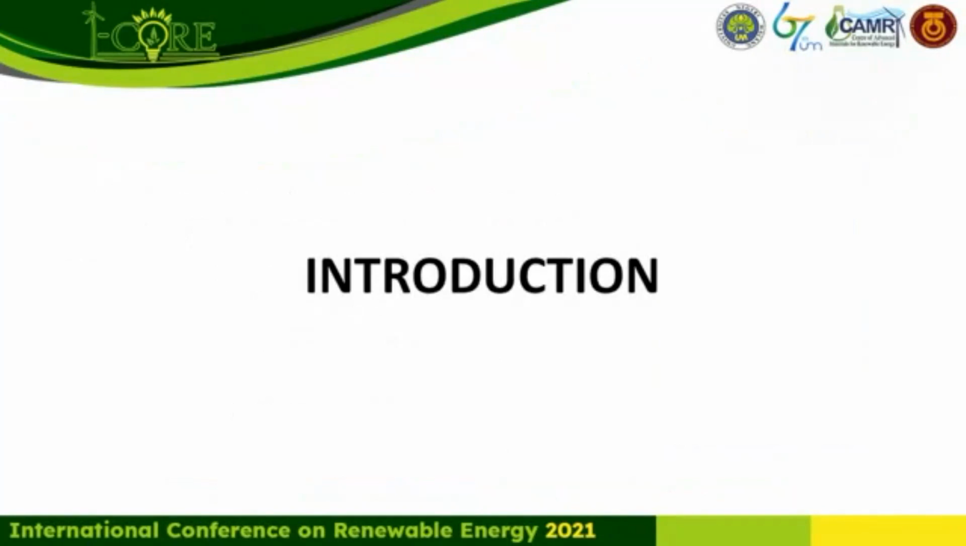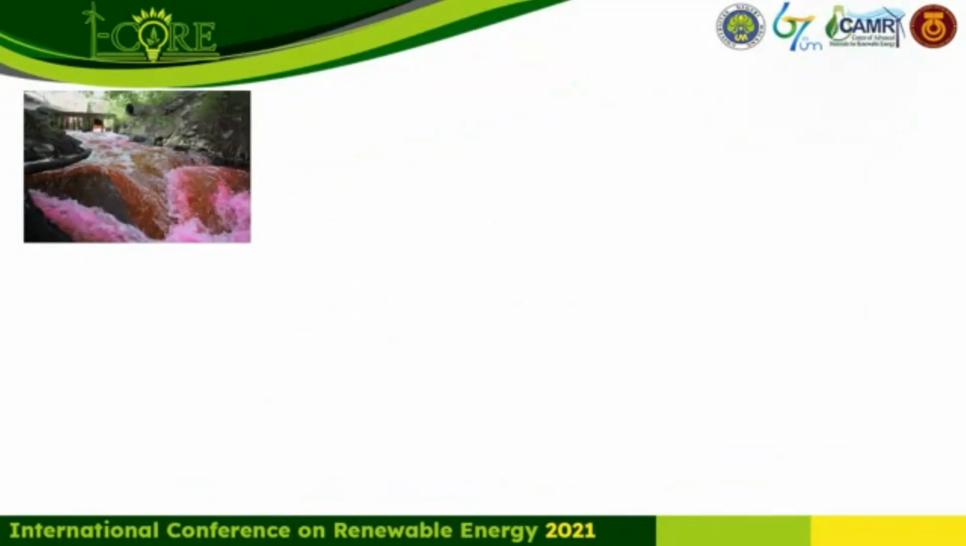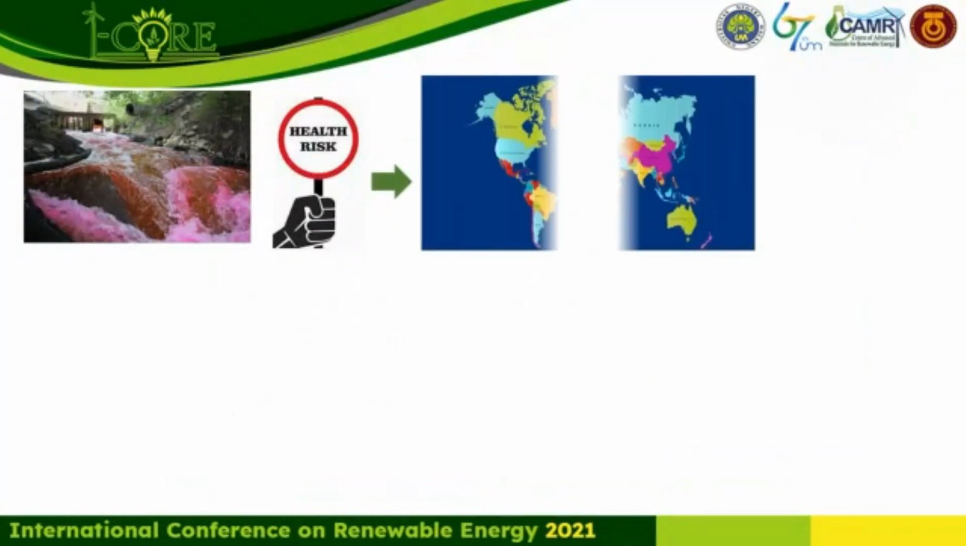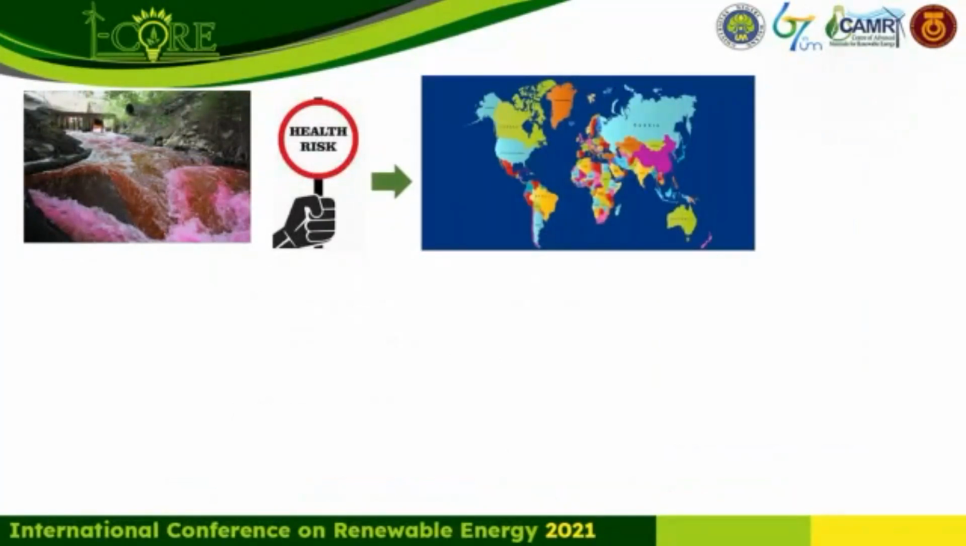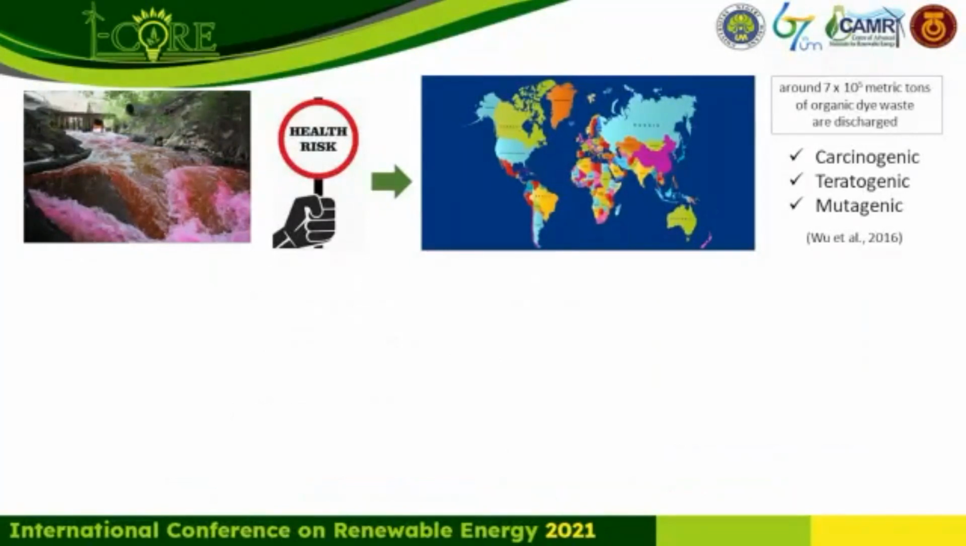Introduction. Dye is considered hazardous, having a negative impact on the environment and human health. It is produced from various industries such as textile, cosmetic, paint, and printing industries. Worldwide, around 7.15 metric tons of organic dye are discharged directly into water bodies, which have the potential to be a source of carcinogenic, teratogenic, and mutagenic effects. Hence, treatment of organic dye in water becomes significantly important.